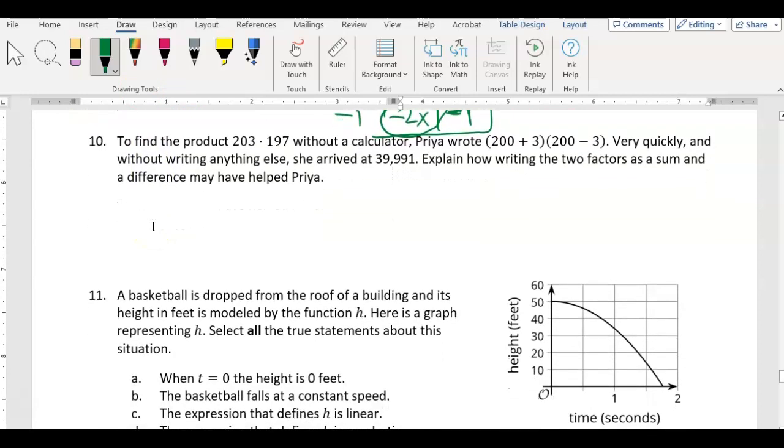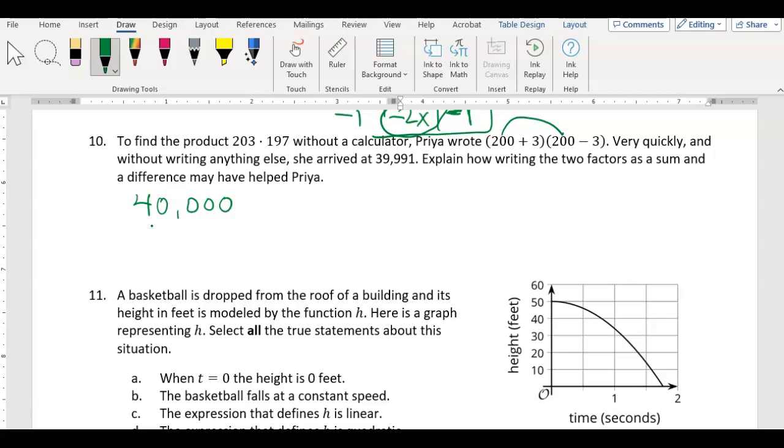Number 10, to find the product of 203 times 197 without a calculator, Priya wrote 200 plus 3 times 200 minus 3. Very quickly and without writing anything else, she arrived at 39,991. Explain how writing the two factors as a sum and a difference may have helped Priya. So, the reason this helps is she might recognize that 200 times 200 is 40,000.